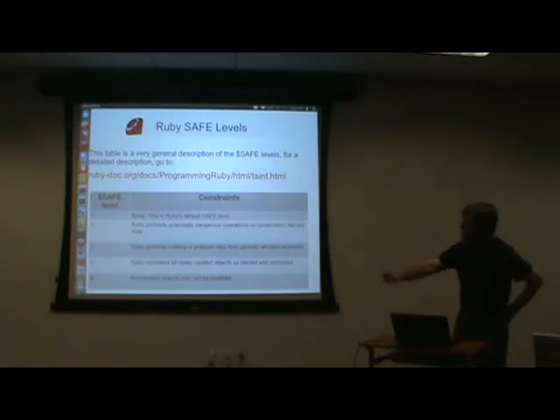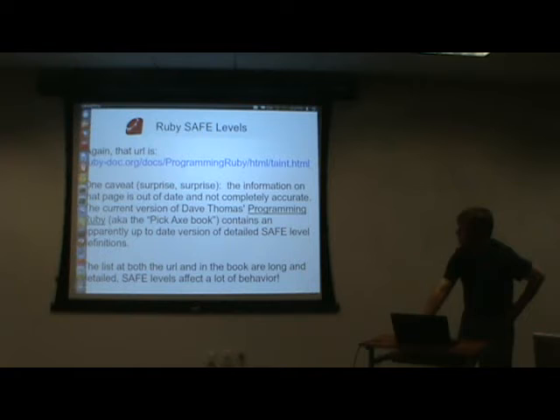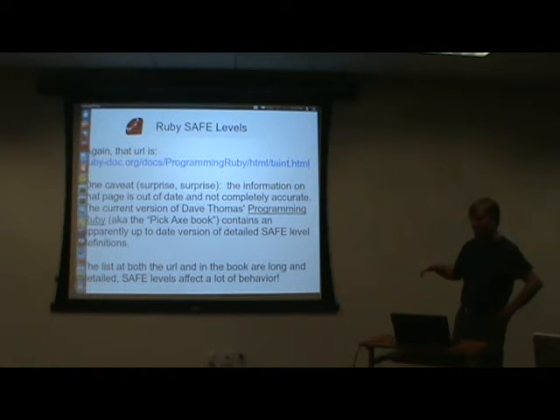I had a URL here as well, rubydoc.org, docs, programming Ruby, and I'll put this on the page. This is actually called Locking Ruby in the Safe, and it's out of date, but it will get you started. And I'll show you some other sources where you can get information. So I put the URL again, and no surprise, the information on that page is out of date and not completely accurate. Dave Thomas's Programming Ruby, the Pickaxe book, contains what I think is an up-to-date version, although there are some pretty detailed things, and I haven't tested all of them.